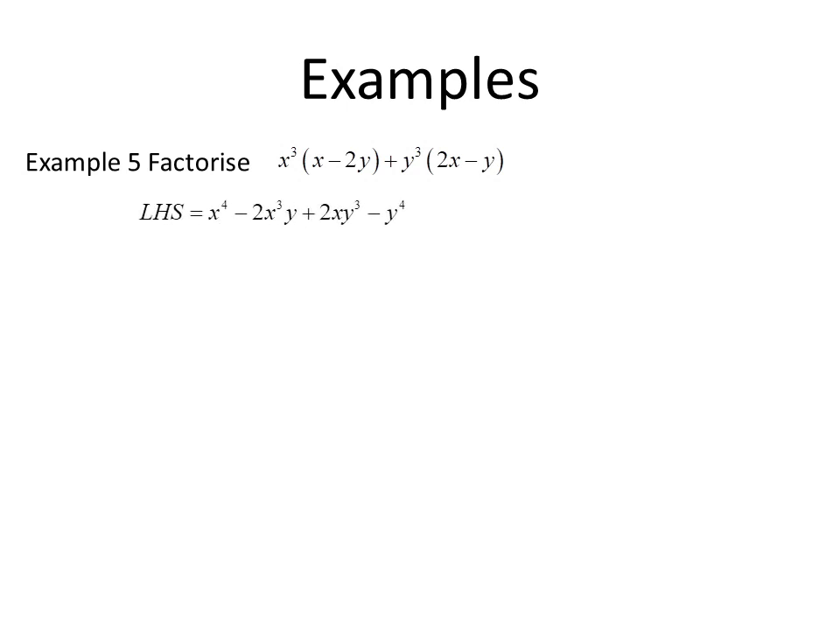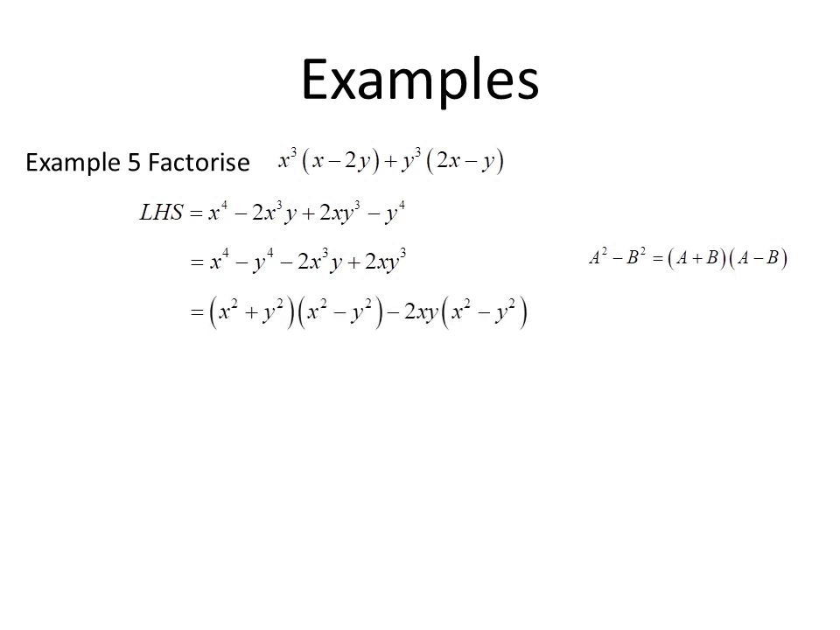First, we expand these two parentheses of the expression and rearrange the four terms. Then we place x to the 4 minus y to the 4 as the first group, while the other two terms form another group. In the first group, x to the 4 minus y to the 4 can be factorized using the formula of the difference of two squares, while in the second group, 2xy is the common factor that can be taken out.